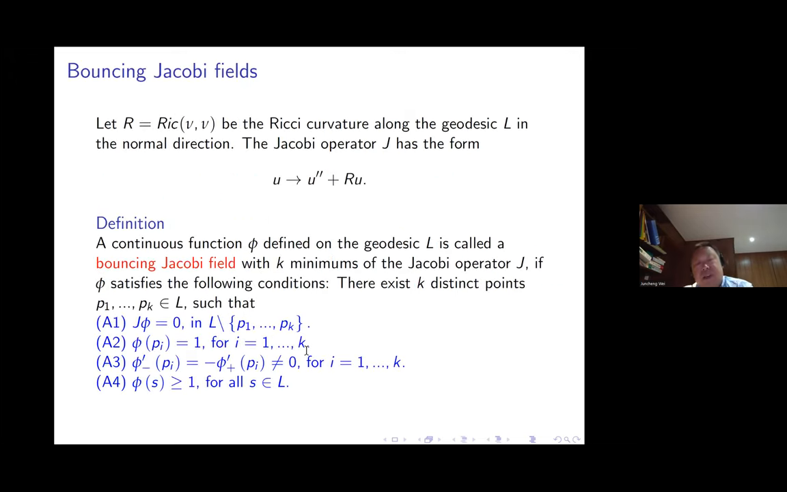So what is the Bounce Jacobi field? We take this Jacobi operator on surfaces, where R is just the Gaussian curvature: u double prime plus Ru. A continuous function defined on a geodesic is called a Bounce Jacobi field with K bounce points if, away from these K points, it satisfies the Jacobi equation, and we fix the value at all these points equal to one. And this is the most important condition: at the jump, the absolute value of the slope is the same.